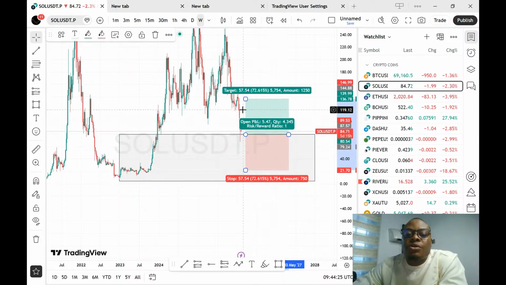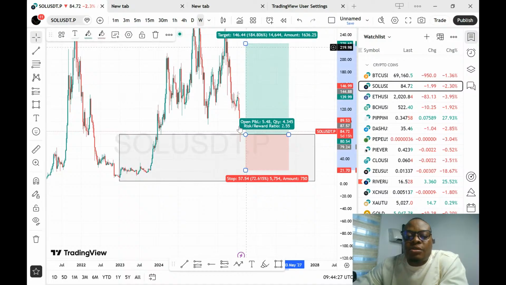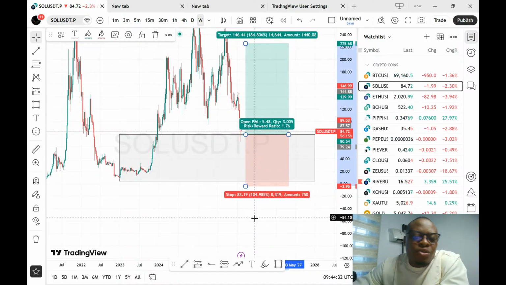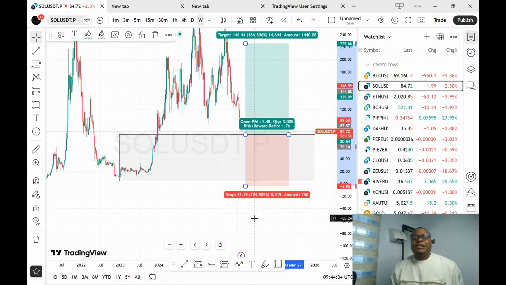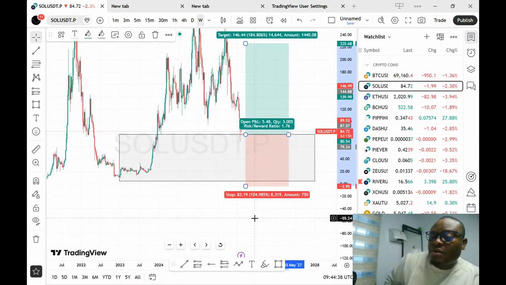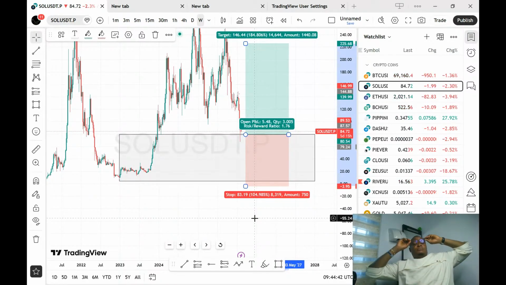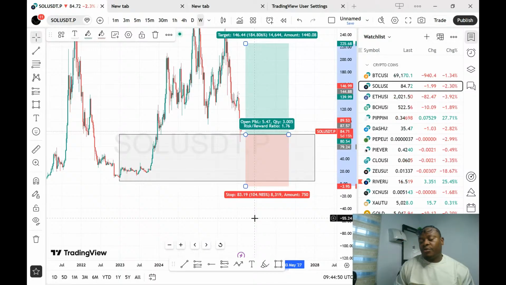So doing a top down analysis, I did not take this trade because, you check, my stop loss is 104. It means if I take this trade, even if I use 1x leverage and the trade hits my stop loss, I will lose 100%. So that's the reason why I don't take this trade. I'm waiting for more pullback before I take this trade because I value my stop loss.